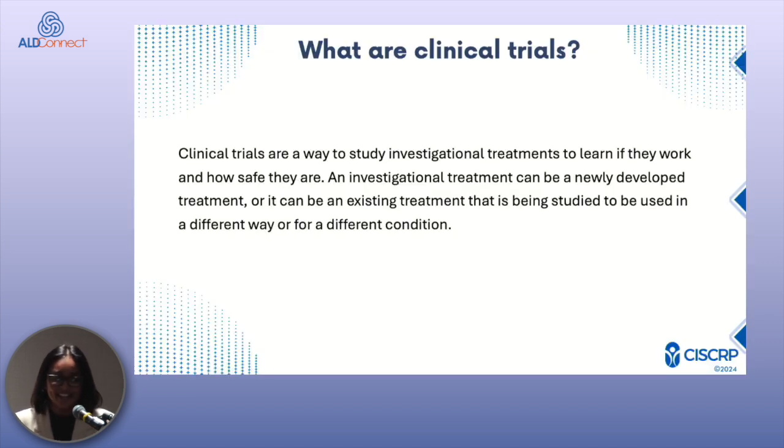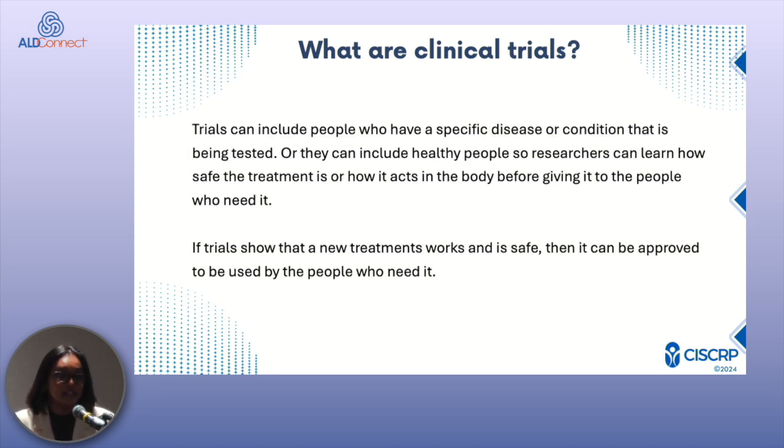What are clinical trials? So clinical trials are a way to study investigational treatments to learn if they work and how safe they are. An investigational treatment can be a newly developed treatment, or it can be an existing treatment that is now being studied to be used in a different way or for a different condition entirely. So trials can include people who have a specific disease or condition that is being tested, or they can also include healthy people, so researchers can learn how safe the treatment is and how it acts in the body before they give it to the people who actually need them. So if a trial shows that a new treatment works and is safe, then it will be approved to be used by the people who need it in the public.